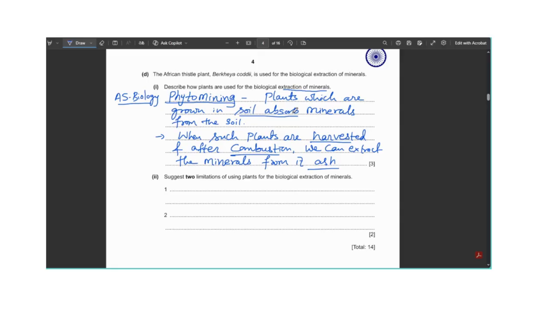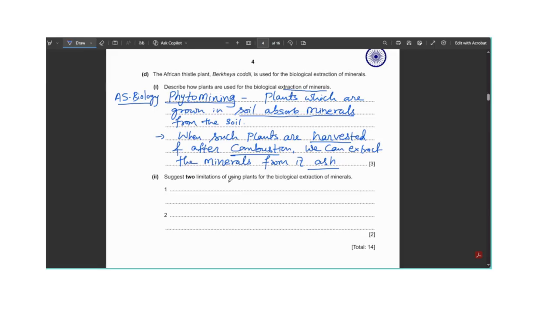So these are the three key points. Please remember, I am underlining the keywords here, so keep this in mind. Plants which are grown in the soil absorb the minerals. How can we harvest the minerals now? We can harvest the minerals by burning them, combustion, and basically from its ashes we can extract the minerals. So, basic three points here.